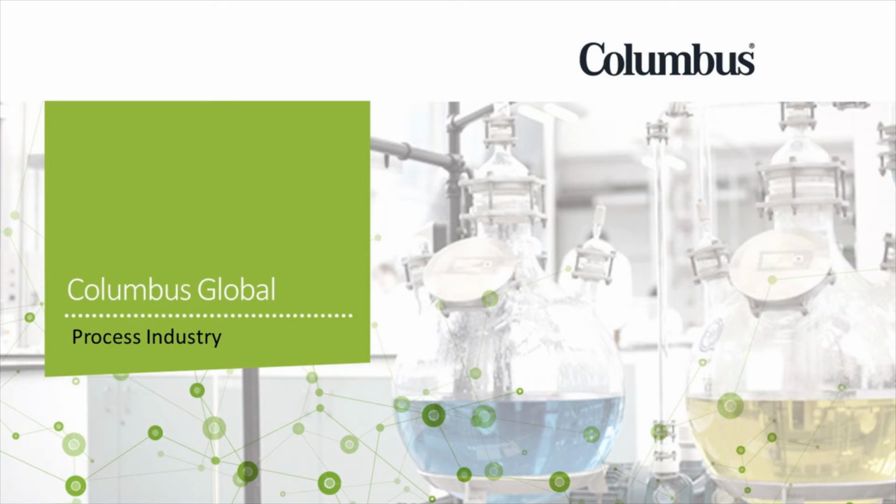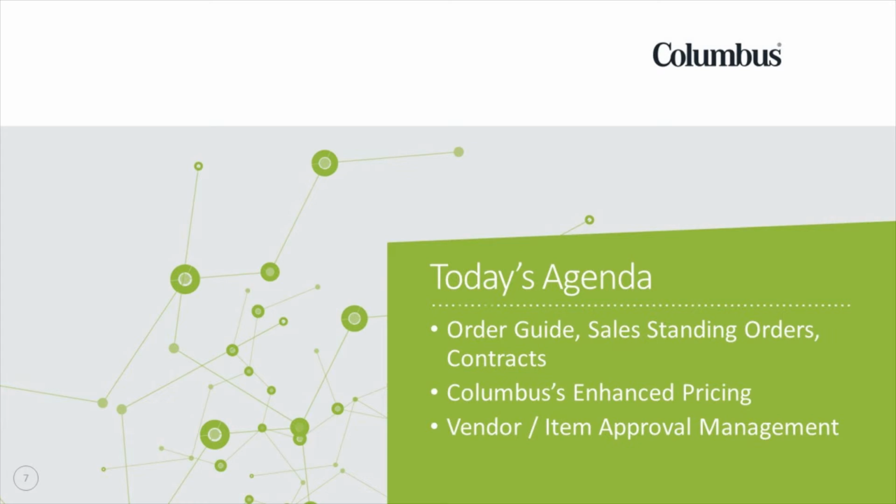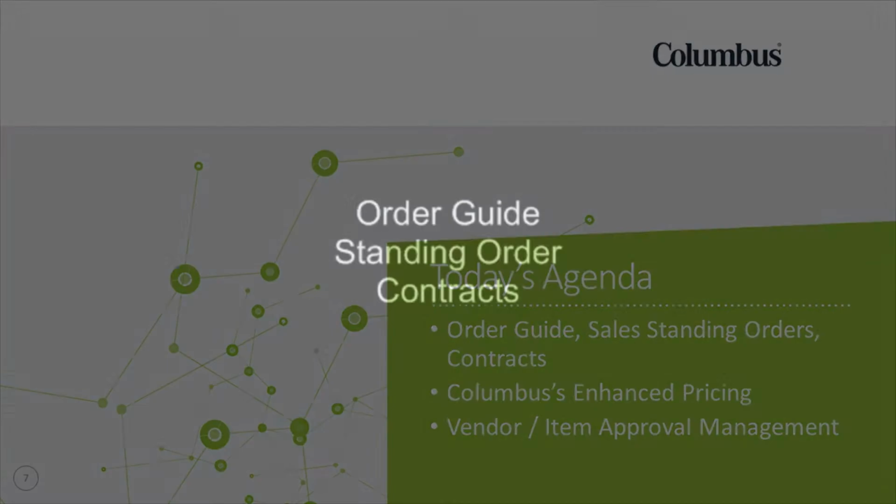Hello, these short videos were created to introduce Columbus functionality that are enhancements built seamlessly into the Microsoft Dynamics NAV solution. Using simple examples, we'll highlight key Columbus functionality that's being used by the process industry today. For many years, Columbus has worked with various types of processors and their product lines. Columbus has the solution, experience, and support to meet processors' unique ERP system challenges. This specific video highlights some of Columbus's sales and purchase module enhancements.